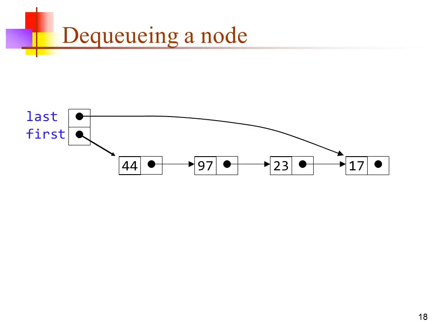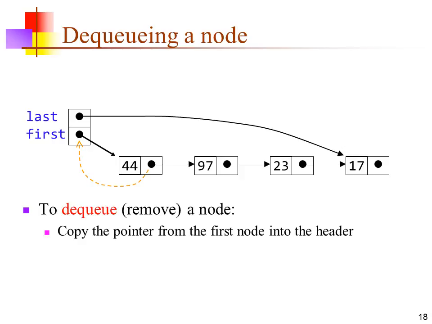Dequeuing a node. What is meant by dequeuing a node? Deleting a node from the data structure is called dequeuing a node. Here presently the queue data structure has 4 values: 44, 97, 23 and 17. So when you perform a deletion operation the first time, the node that is going to be deleted first is 44. Why? Because the queue data structure is based on the FIFO principle. The first item inserted into the data structure is 44. So the element that is going to be deleted first from the data structure is 44.